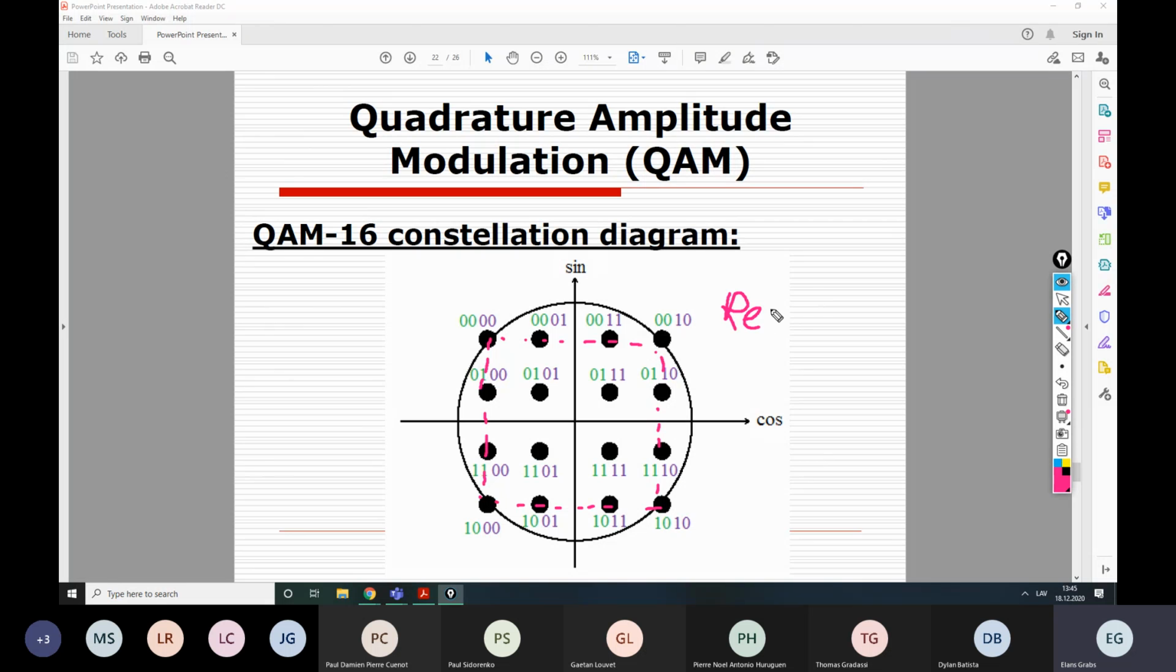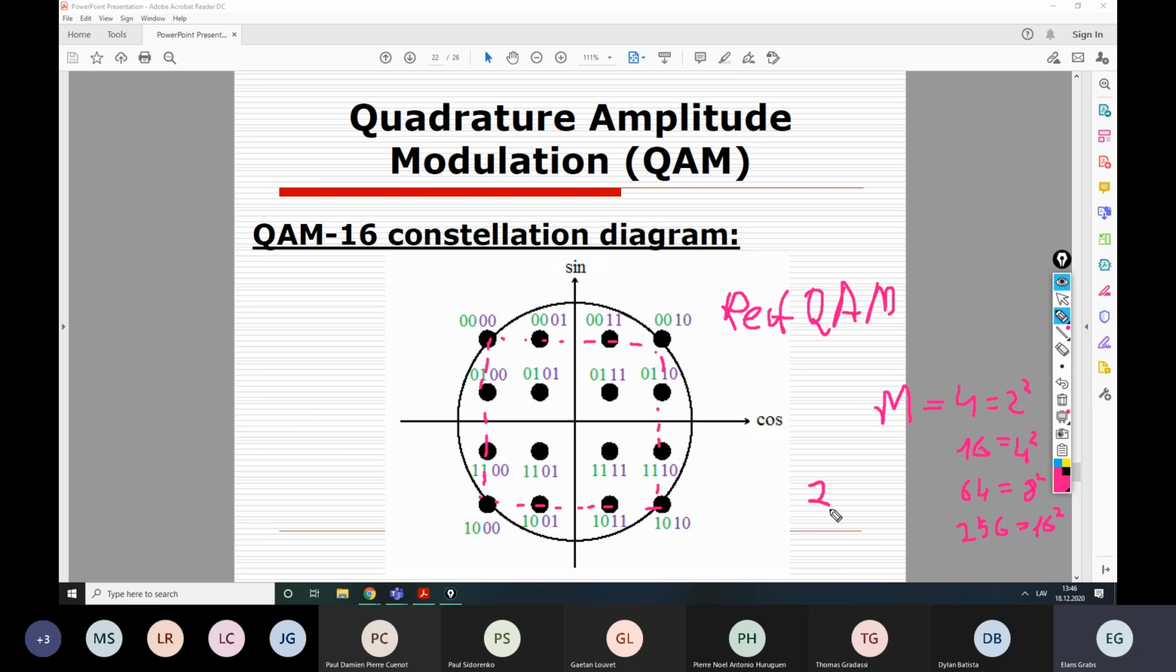So this is a rectangular QAM. And you will only get this rectangular QAM shape when the number of symbols M is an even power of 2. For example, 4, 16, 64, 256, because all of these numbers can be represented as squares and powers of 2 at the same time, right? So basically 4 is 2 to the power of 2, 8 is 2 to the power of 3, 16 is 2 to the power of 4, and so on, right?